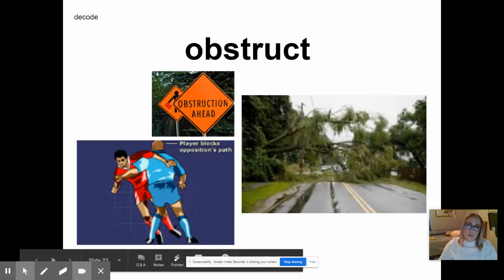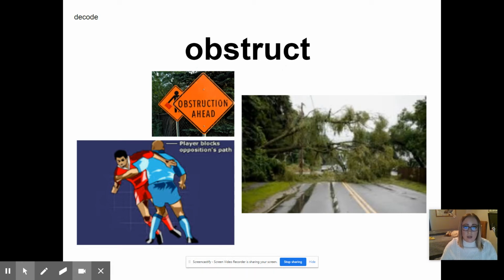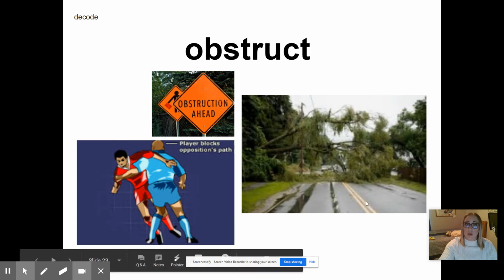Okay, so the next one we have is obstruct. So if I'm thinking about obstruct, the picture of the construction worker here and this tree kind of go together because they are both talking about obstructions in the road or obstructions on a path. And I would say that the tree is the obstruction, right? It's building on to the path that we're trying to go on to travel, right? So it's an obstruction. It's blocking my path.